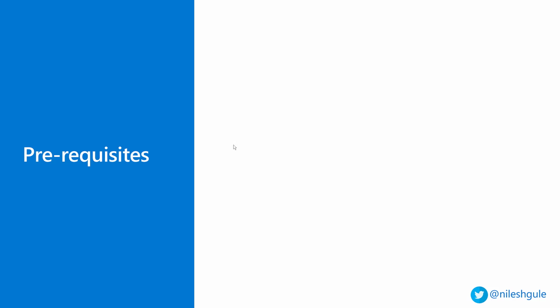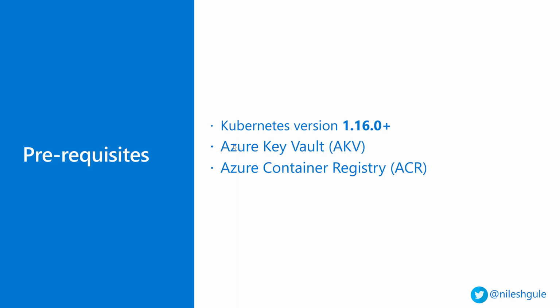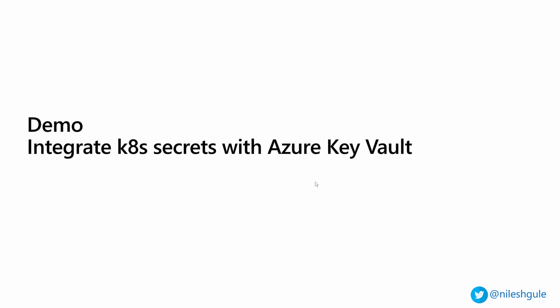So what are the prerequisites for running this demo? We need Kubernetes version 1.16 or higher for running these particular steps. I will come to it later why we need 1.16 or higher. We also need Azure Key Vault or AKV. In the interest of time, I have set up the instance of Azure Key Vault, and I've also set up Azure Container Registry. I will show you how this needs to be set up, and this can be done outside of this particular video. So let's get started and see how we integrate Kubernetes secrets with Azure Key Vault.